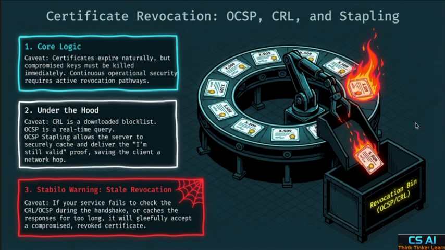The modern solution is OCSP stapling, where the server periodically gets a proof of validity from the certificate authority and staples it to the certificate during the handshake. This saves the client a network hop. If your service fails to check these revocation pathways, it will gleefully accept a compromised, revoked certificate long after the attack has taken control.